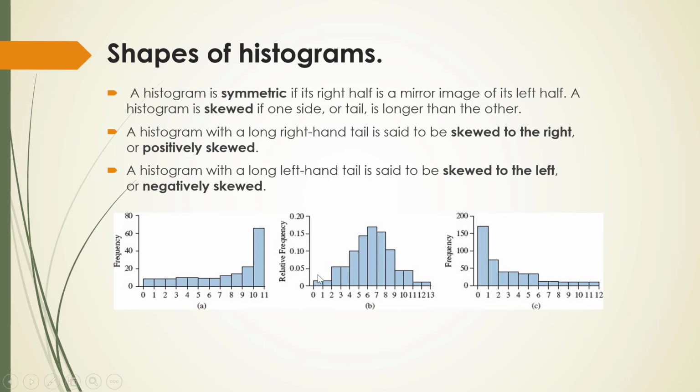And here I have three examples. The first histogram is skewed to the left. The second histogram is symmetric, and the last histogram is skewed to the right. So different datasets have different shapes of histogram, but we have three basic general shapes: symmetric, skewed to the left, and skewed to the right.